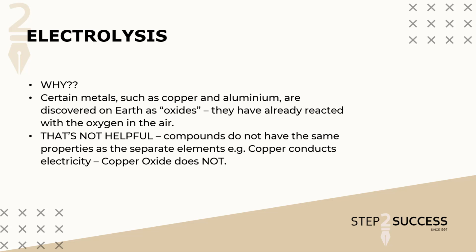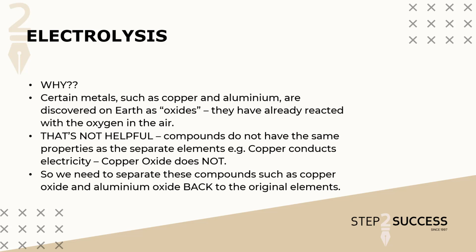Compounds don't have the same properties as the separate elements. So, for example, copper conducts electricity and we use it in wires, but copper oxide does not. So what we like to do is separate these compounds back to what they were originally. For example, get copper oxide and aluminium oxide back to copper and oxygen, or aluminium and oxygen. Let's talk about how we do that.